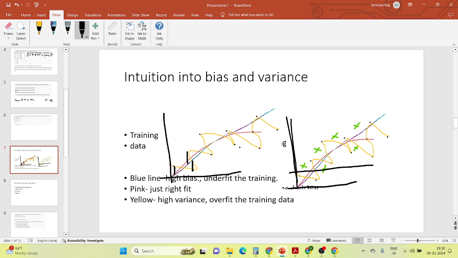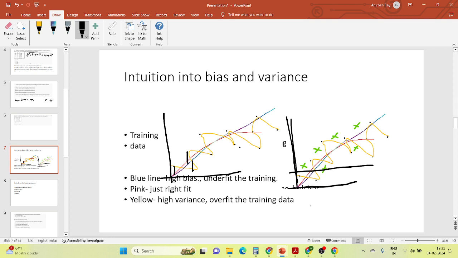Here I have copied and pasted this one, and these green crosses are our test data. You can see that the yellow line performs very poorly on the test data, because it is perfectly fitting the training data, but it is so complicated that it is not able to predict on the test data. It has high error on the test data.